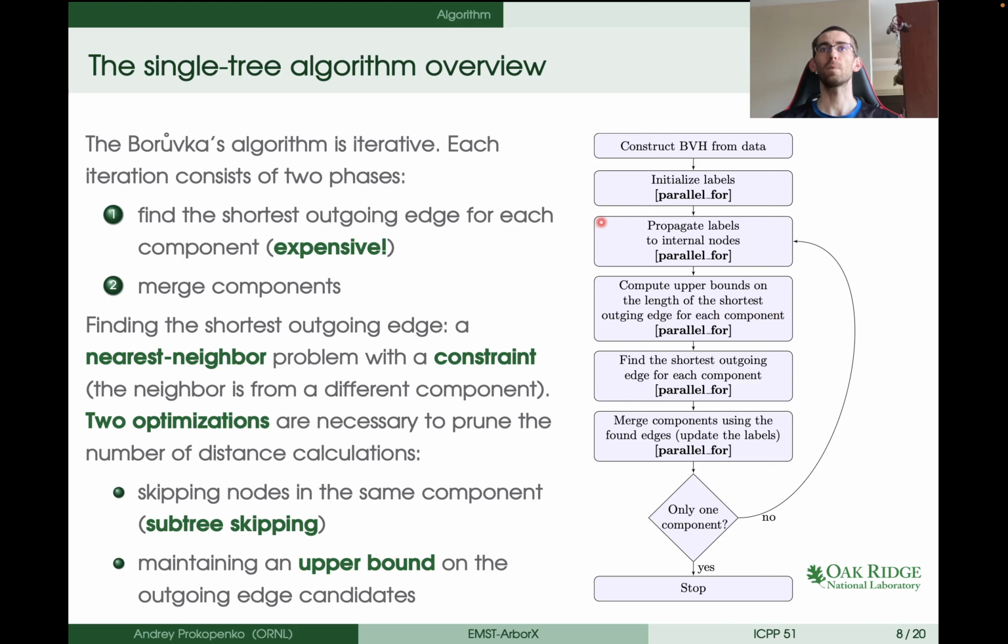The first step corresponds to the first optimization, the subtree skipping. The second step corresponds to the second optimization, which is computing the upper bound. And then the third step is the tree traversal that combines those details. I note by parallel for loops the parallel paradigm that is being used in each case. And the algorithm stops when there's only one component left.